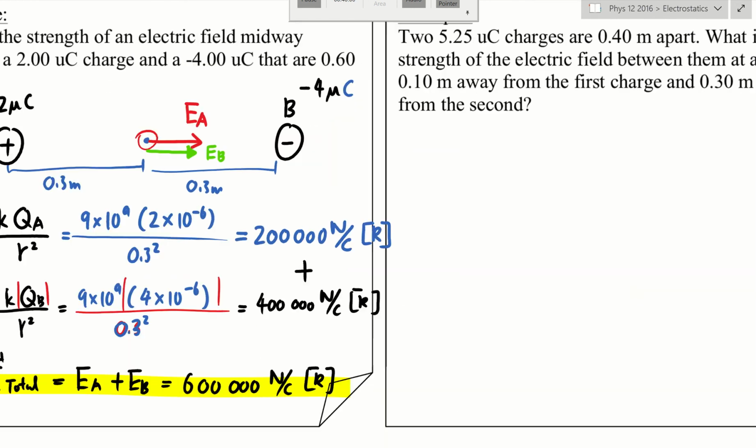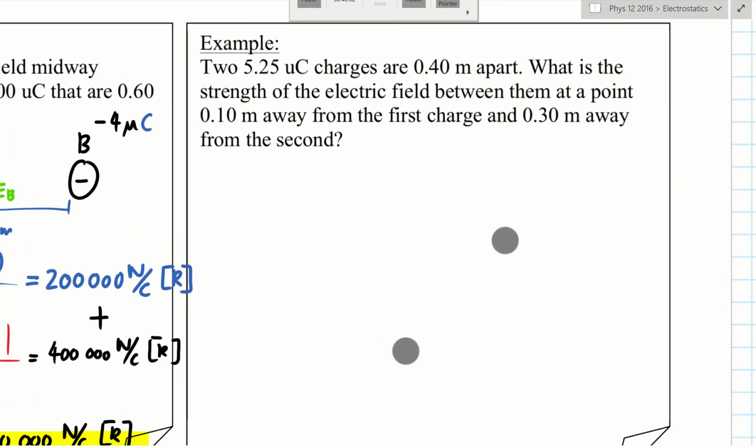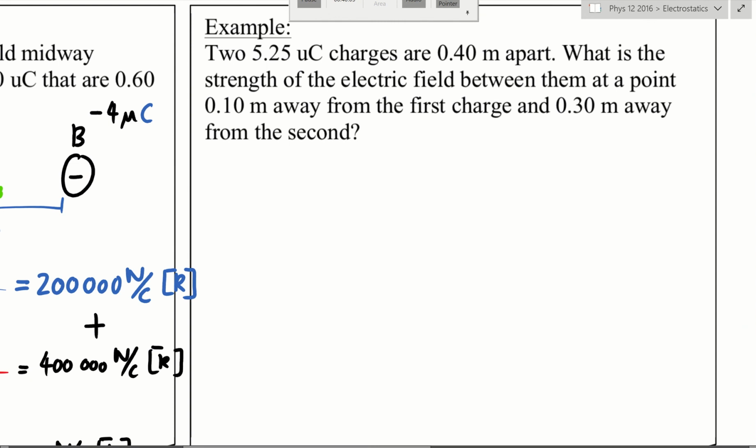Now again, the game is the same. Draw the two charges, find out where the point is, draw the electric field at that point, see if you need to add or subtract, find the electric field, and then do the adding or subtracting. So two charges that are exactly the same, 5.25 microcoulomb, both of them, so A and B are the same. 0.4 meters apart.